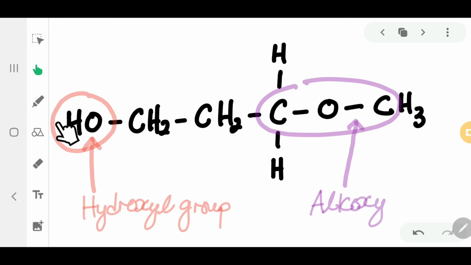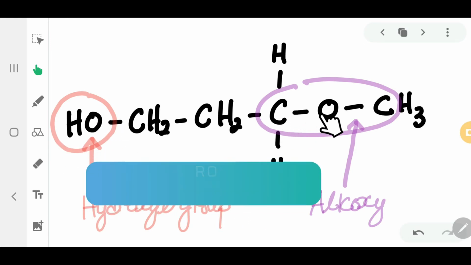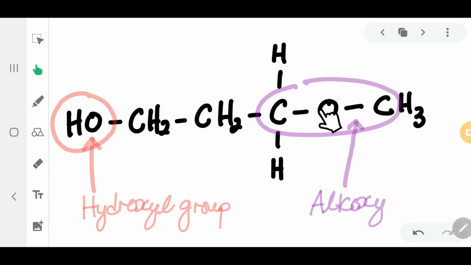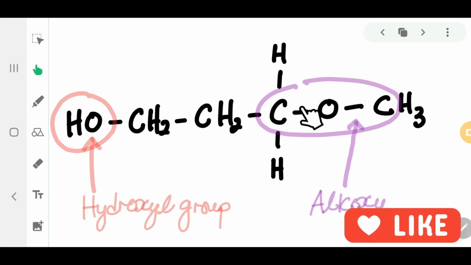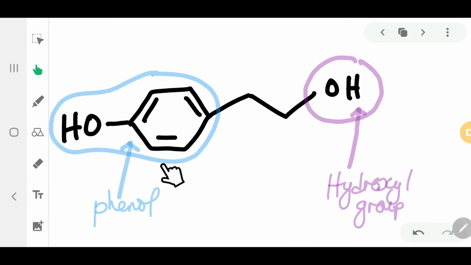Another hydroxyl group. Remember, this is hydroxyl group. And when you have COC, you have oxygen bridging 2 carbons over here. This is alkoxy. Alkoxy, COC. You have phenol. So phenol looks like benzene, but it's slightly different when you have your benzene ring and it has OH directly attached to it. So this is phenol functional group.